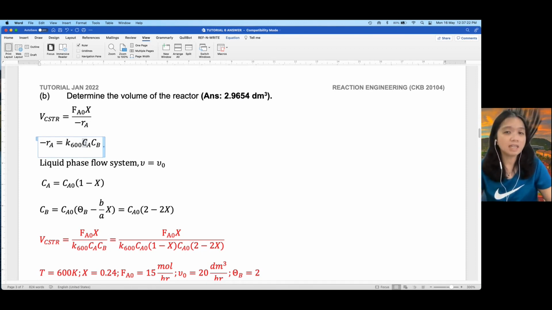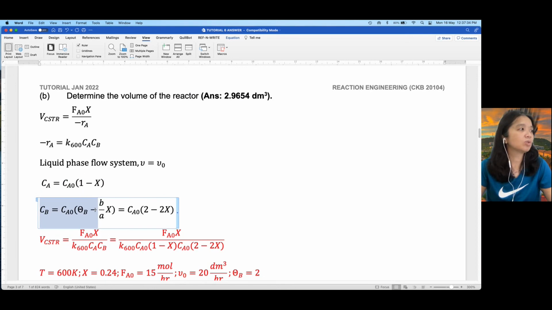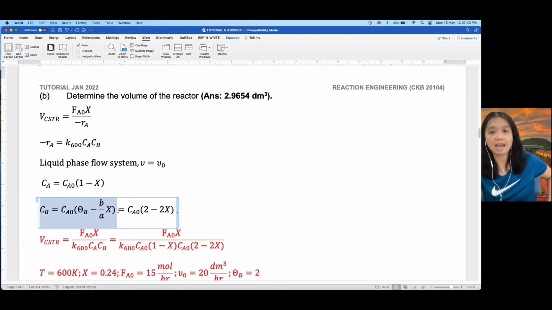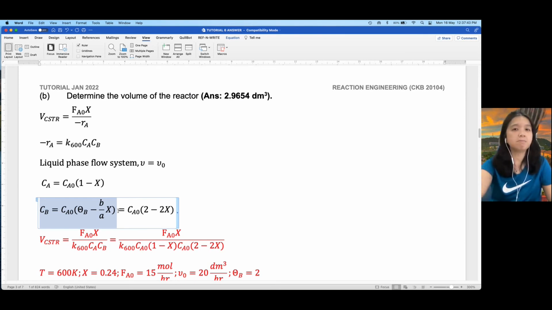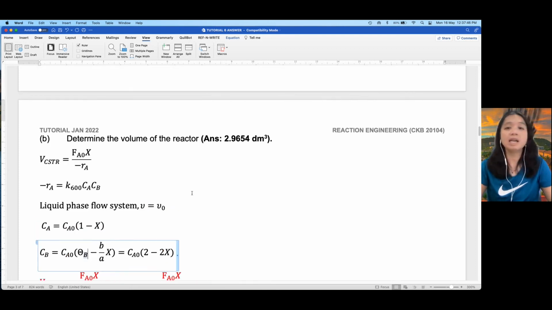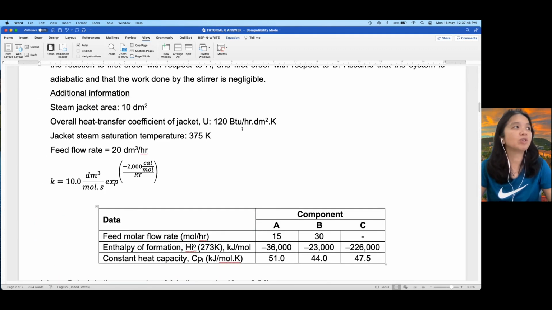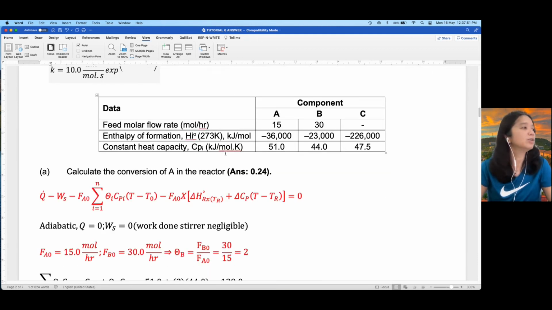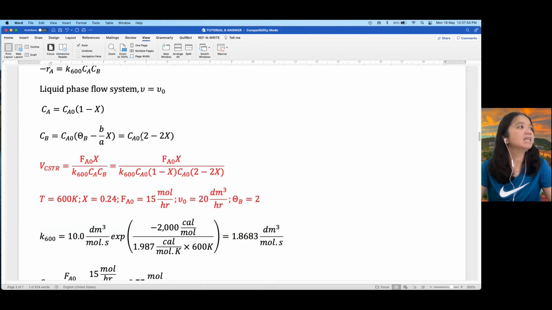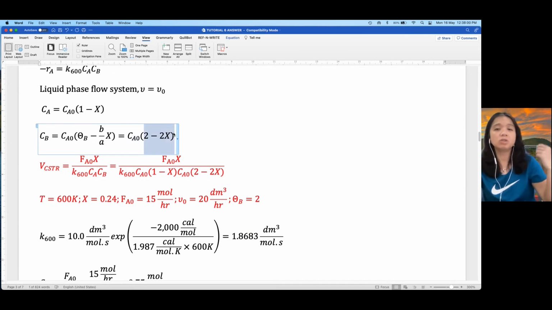This is a liquid phase reaction. So for a liquid phase flow reactor, CA equals CA naught in bracket 1 minus X, and CB equals CA naught in bracket theta B minus B per A X. Theta B we calculated in part A as 2, and B per A is 2 as well. So you can see from the equation, B per A is 2 per 1. That's why you get your CB as CA naught in bracket 2 minus 2X, because theta B is 2 and B per A is 2 per 1, so it's actually 2, right?